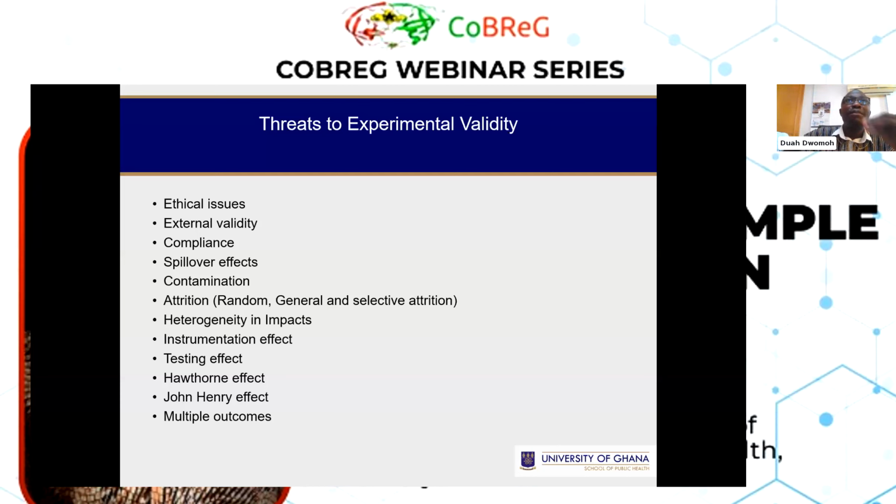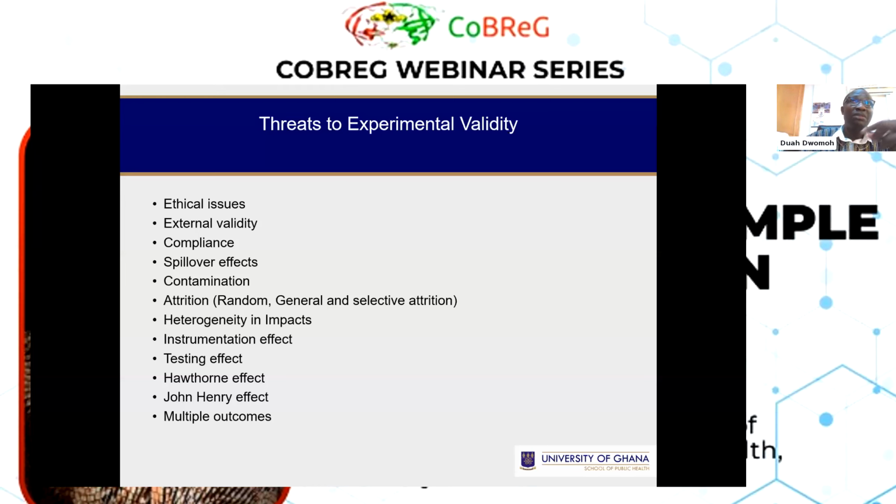But it becomes a bit problematic when you have selective attrition. Selective attrition here means that the characteristics of people leaving the intervention group are different from the characteristics of people leaving the control group. So in your end line estimation, you are comparing two different groups of people. They are no longer the same in terms of the observed and even the unobserved factors.